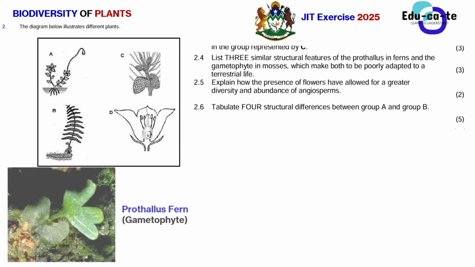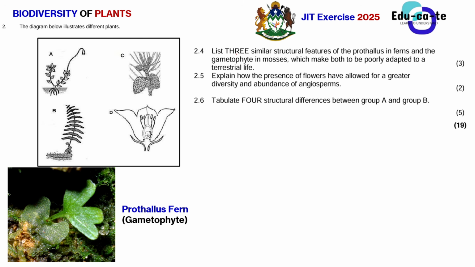Now let's look at 2.4. 2.4 says: list three similar structural features of the prothallus in ferns and the gametophyte in mosses, which make both poorly adapted to a terrestrial life. If you didn't read this question carefully, most of the time you're probably going to misinterpret it, because you know that pteridophytes can survive on land. Pteridophytes can survive a terrestrial life better than the bryophytes, but here they say the prothallus in ferns.